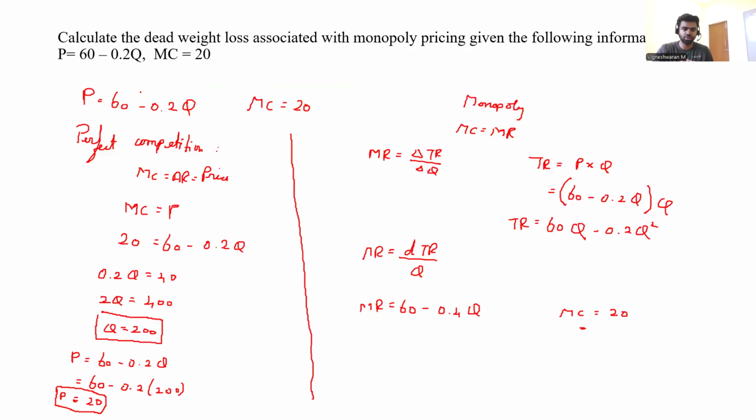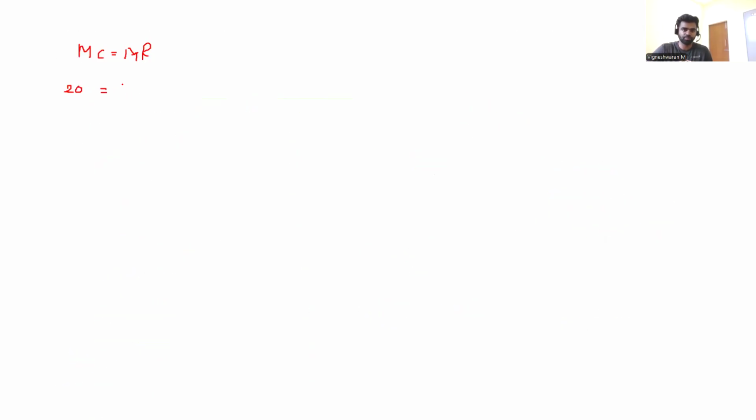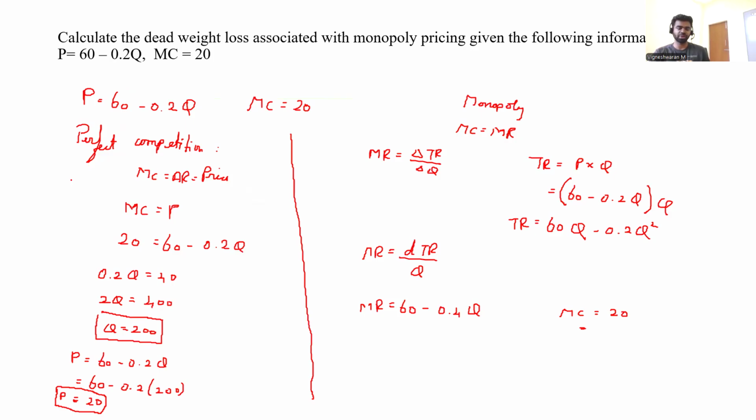So MC is equal to MR. MC is equal to 20, right? So 20 is equal to 60 minus 0.4Q. So 0.4Q is equal to 40, 4Q is equal to 400, Q is equal to 100. Now we got the quantity. Now we want to find the price, right? So we have the price equation 60 minus 0.2Q.